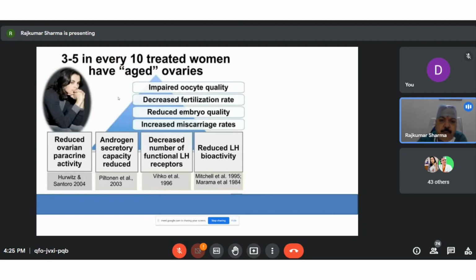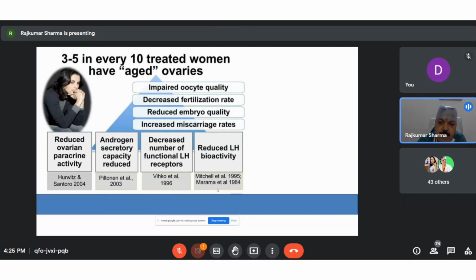Now these patients possibly have aged ovaries, and because of that there is impaired oocyte quality, a decreased fertilization rate, reduced embryo quality, and increased miscarriage rates. Various hypotheses have been given: reduced ovarian paracrine activity, or reduced androgen secretory capacity because we have not added LH in these patients and the androgen is less, a decreased number of functional LH receptors, or reduced LH bioactivity.